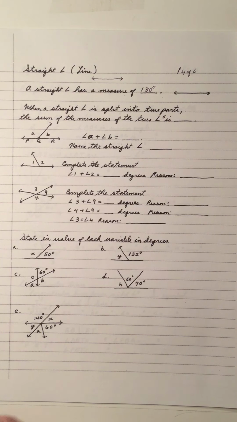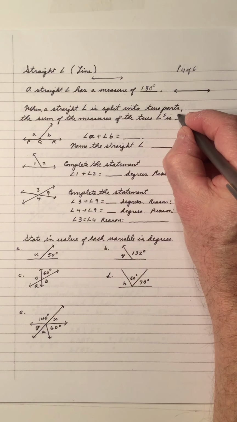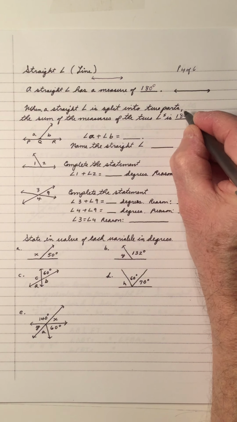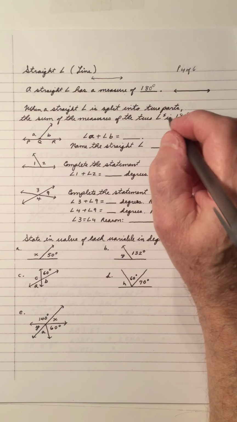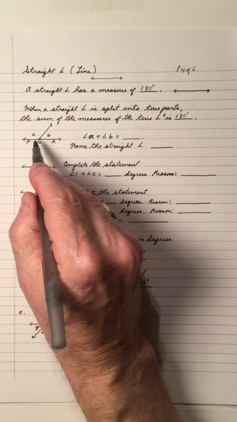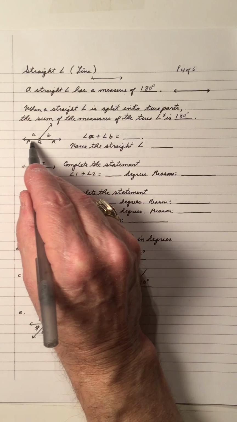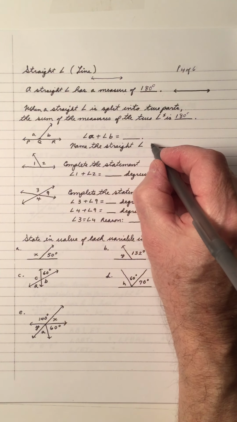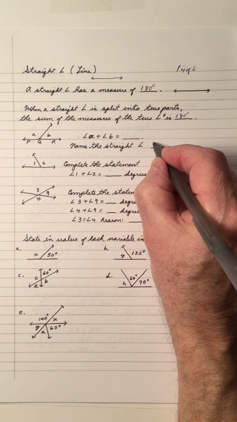When a straight angle is split into two parts, the sum of the measures of the two angles is 180. So we take two angles and add them up to form a straight line. Together, their sum is 180. Notice that we have a straight line here. So name the straight angle. The straight angle is PQR. First thing I look, I have a straight angle. That means angle A, add on angle B, is 180 degrees.